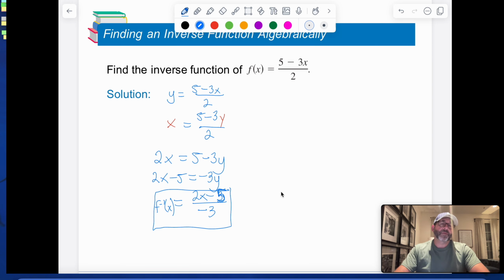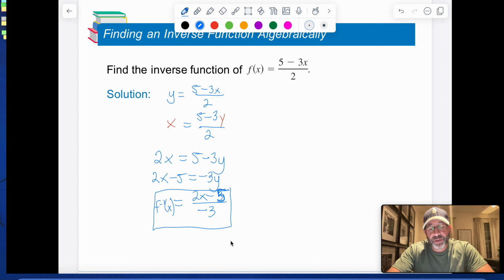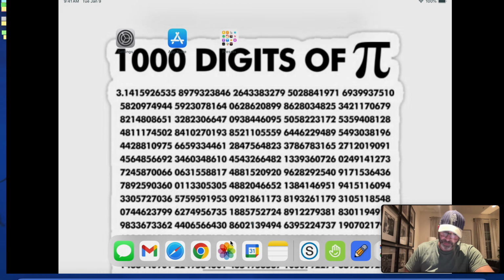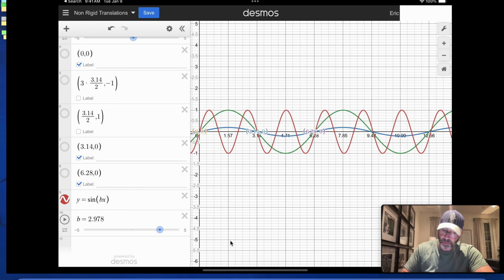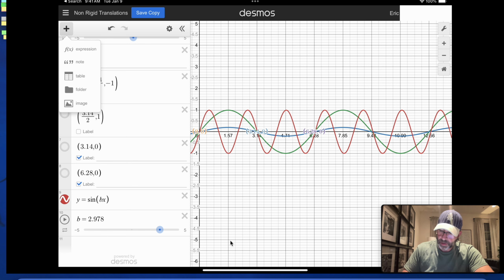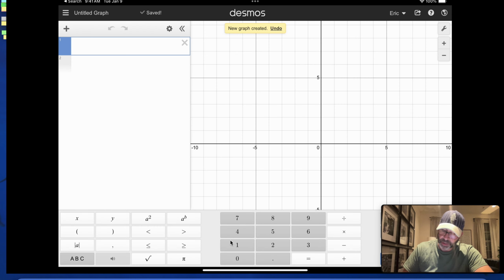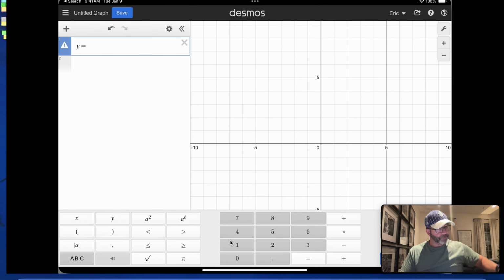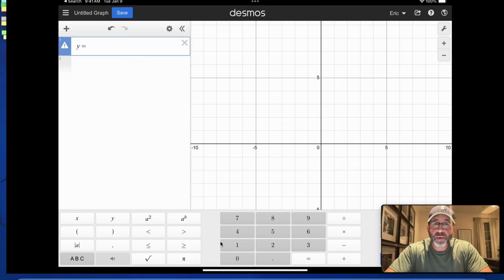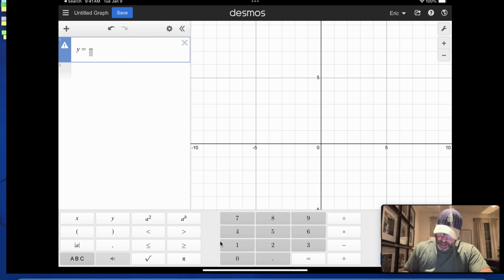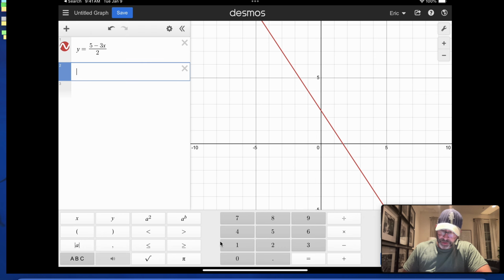Okay, so for my first function here, we're going to have 5 minus 3x. So let me go to decimals here. Whoops. I'm going to start a new one. Okay. Let's start a new blank. And we're going to have y is equal to, I forgot what it was. What do we get? 5 minus 3x. So it's going to be 5 minus 3x over 2. So there's your first function.